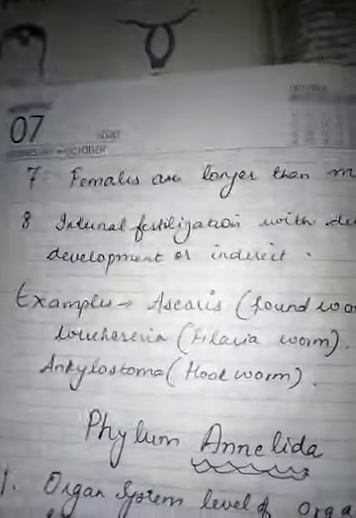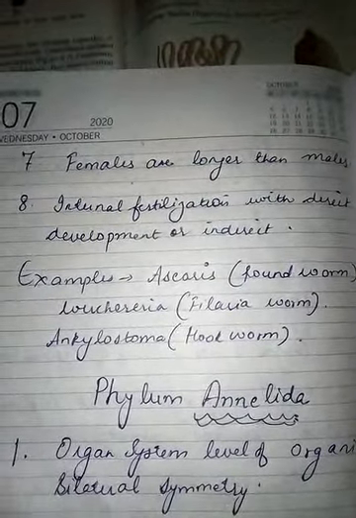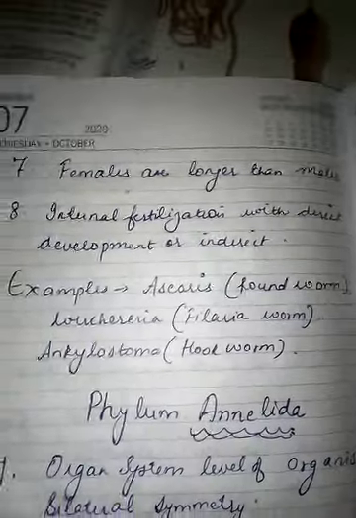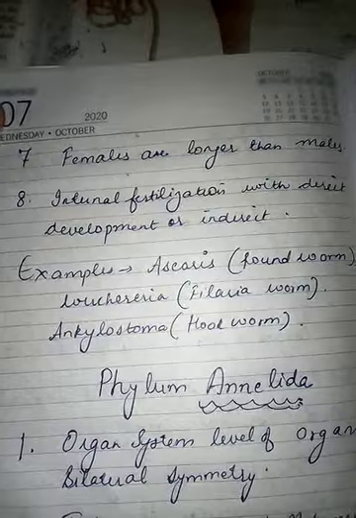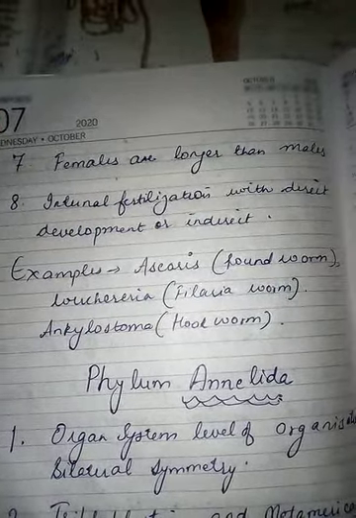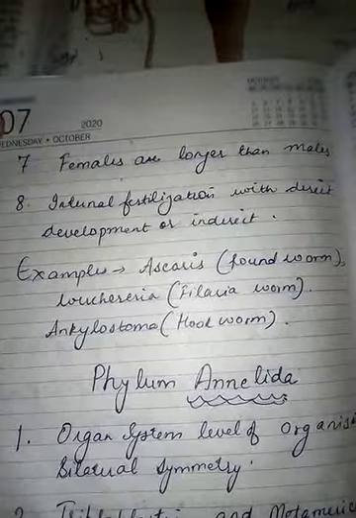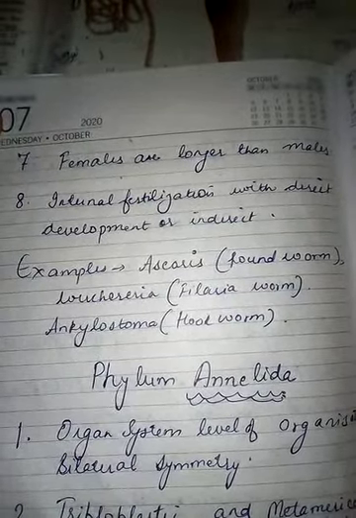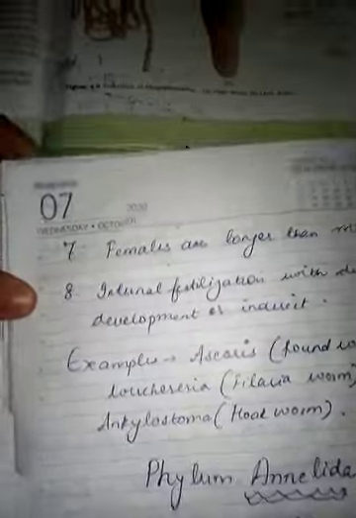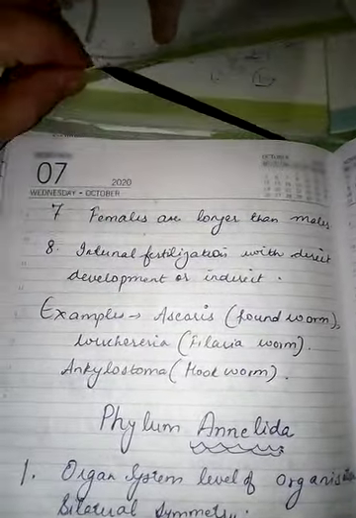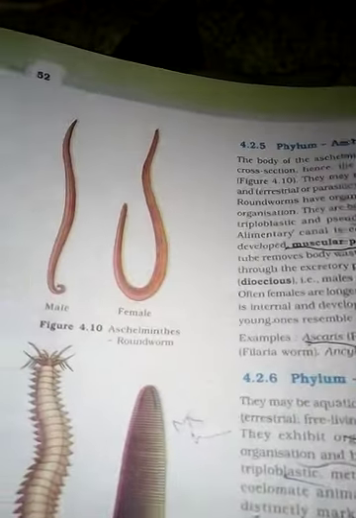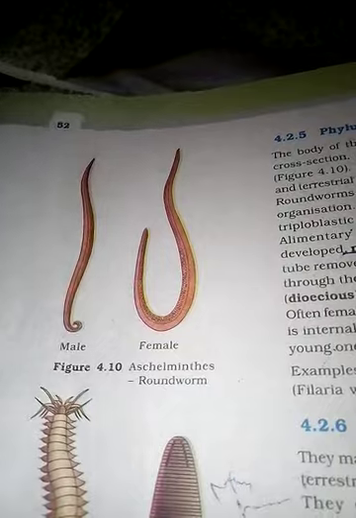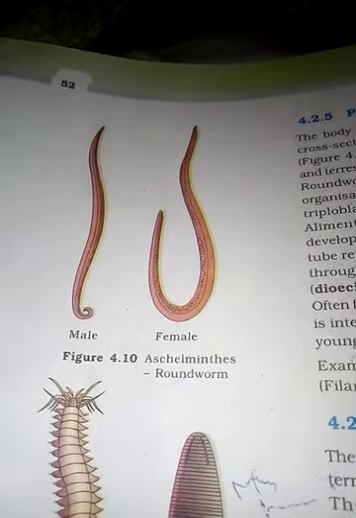Females are longer than males. Internal fertilization with direct or indirect development. Examples are Ascaris, Wuchereria, and Ancylostoma. Ascaris is a roundworm, Wuchereria is the filaria worm, Ancylostoma is the hookworm. These examples are important. Now look at figure 4.1. Roundworm, Aschelminthes. Female is longer than male, you can see.